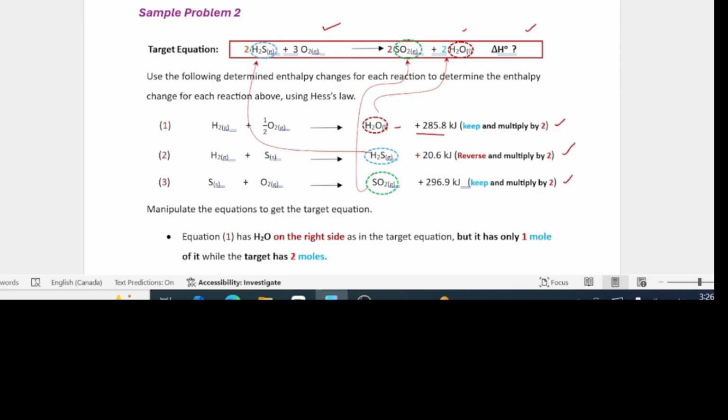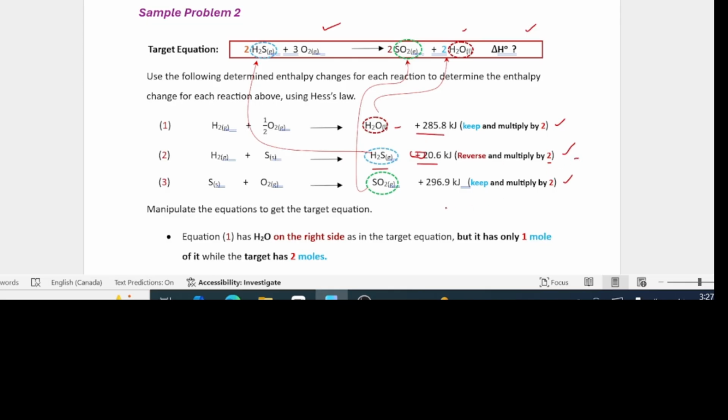Next, hydrogen sulfide is here, but is on the opposite side in the target equation. So what do you think we should do? We'll have to reverse this equation, but since we are having 2 moles over that side, then we'll have to multiply everything by 2. So reverse this one and multiply everything by 2, including the energy term. Well, we said something about the energy term. When you're reversing an equation that has an energy term with 1 sign, the sign must be changed. Right now it is positive. What do you think will happen? It should become negative. Okay?